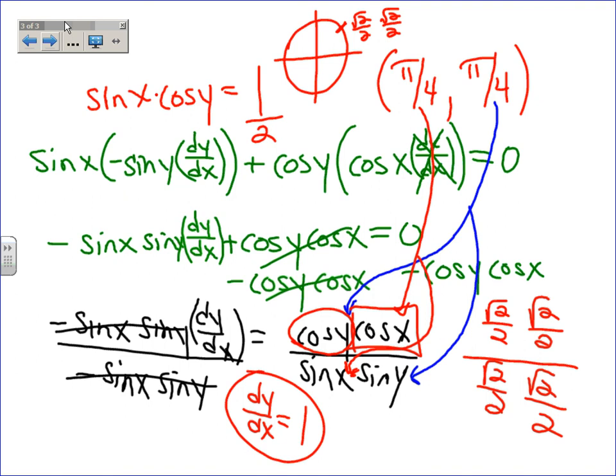Yeah, it is. You would have gotten 1 times 1, which is 1. But I just figure you're much more comfortable with sines and cosines because of the unit circle. So, any questions?